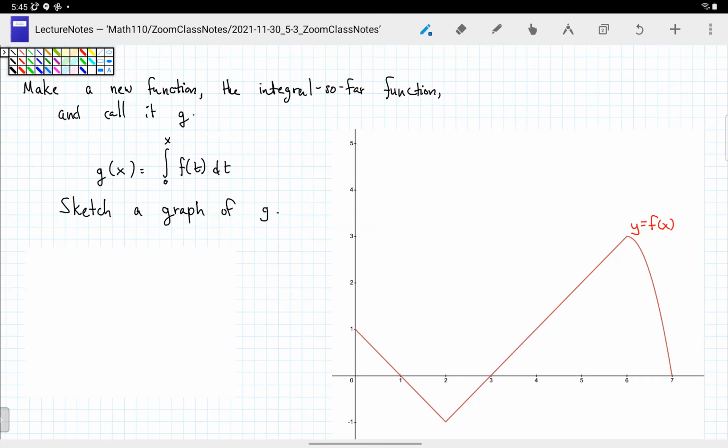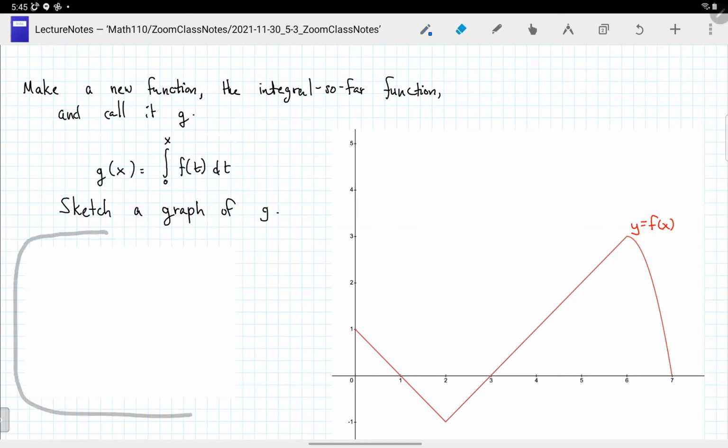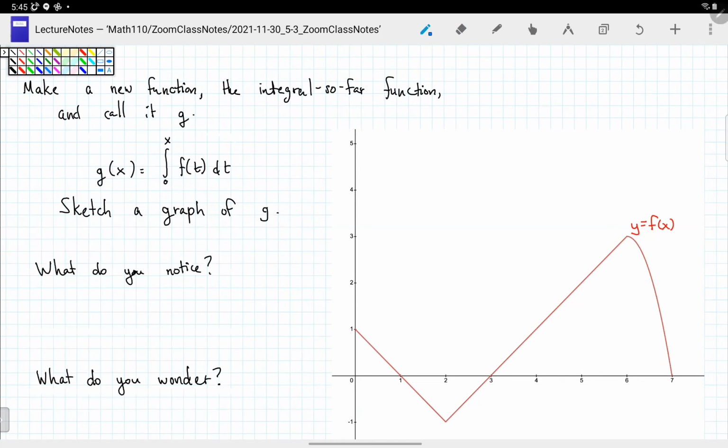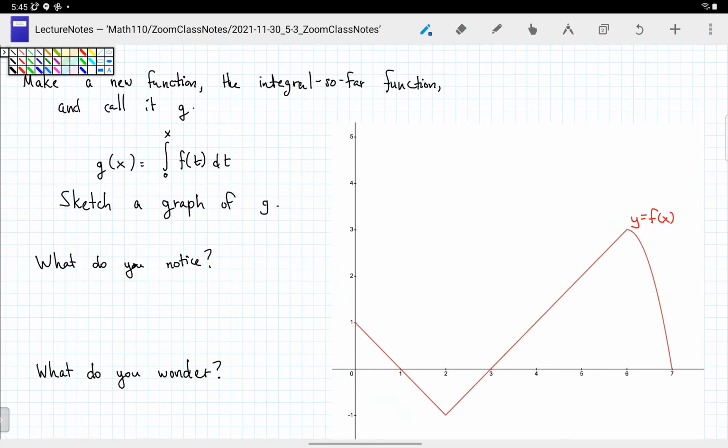Okay, and as we're going along, I'm going to pull out these questions: what do you notice and what do you wonder? And maybe you actually write down as we're going along what things you notice about this and what things you wonder. All right. So to begin, well, for one thing, what is g of 0? We didn't calculate g of 0. Well, g of 0 is an integral from 0 to 0 of f of t dt.